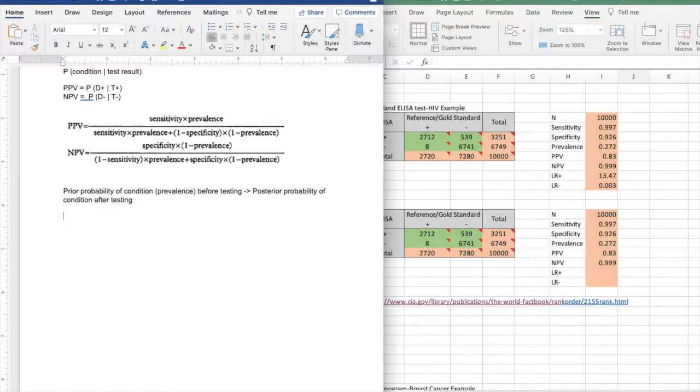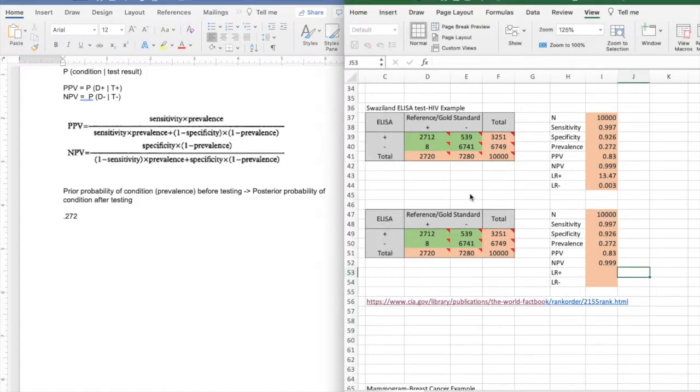So our prior probability in this case is our prevalence, 0.272. That's our prevalence. That's before testing. You take a random person out of this population and they already have a 27.2% chance of having HIV. And we know that through the prevalence data. And hopefully that's data that you have. And if it's not, then we talk about that, because that's a problem. And that's what makes these tests a problem, when we don't have complete data.